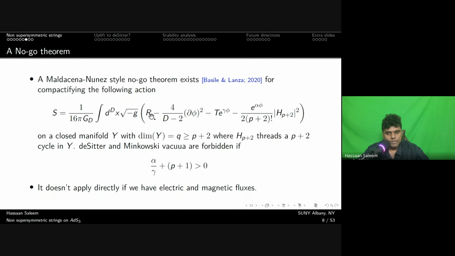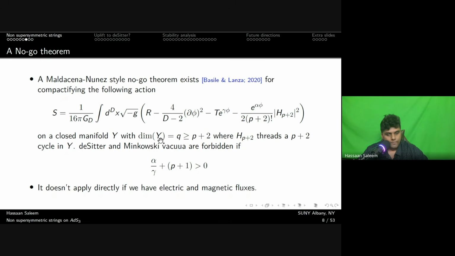Now, you can see that some terms in this action are very familiar. For example, this R term is just the Ricci scalar term. This term is the usual term that you see in string theory actions in the Einstein frame. And this term is the usual H, NSNS flux term. But what is this term? This term is something that comes from one-loop corrections. In superstring theory, you will not see this kind of term. But in non-supersymmetric string theories, where you do have one-loop corrections, they usually take this form for some T and for some gamma.